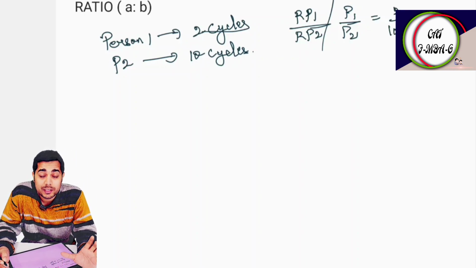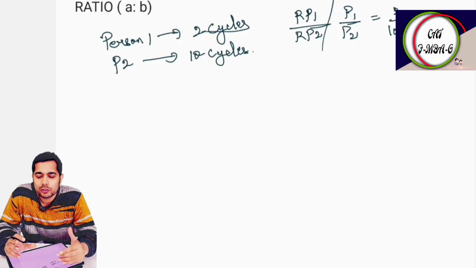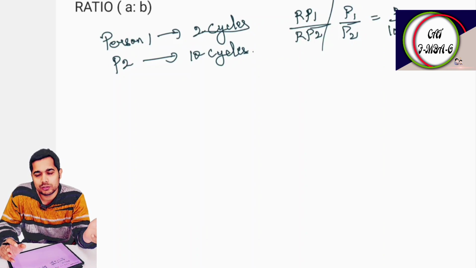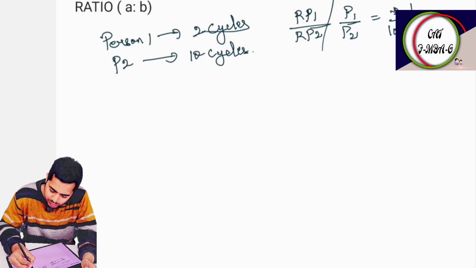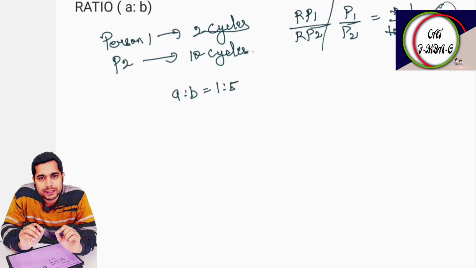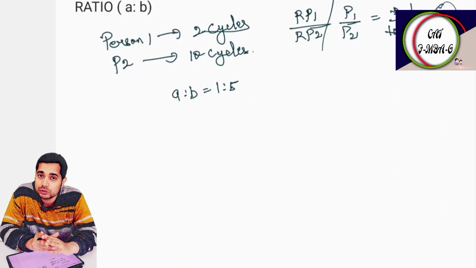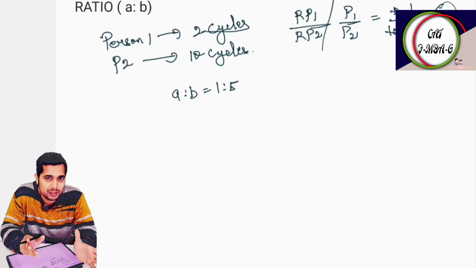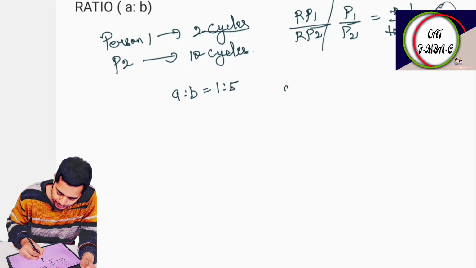So you can say that the ratio is 2 is to 10, but no. When we are talking about ratios, you have to reduce it to the lowest number possible. So now you can say that the ratio is 1 is to 5. So here A is to B is equal to 1 is to 5. The basic concept is, whenever we are talking about ratios, we have to reduce them to the lowest number possible.